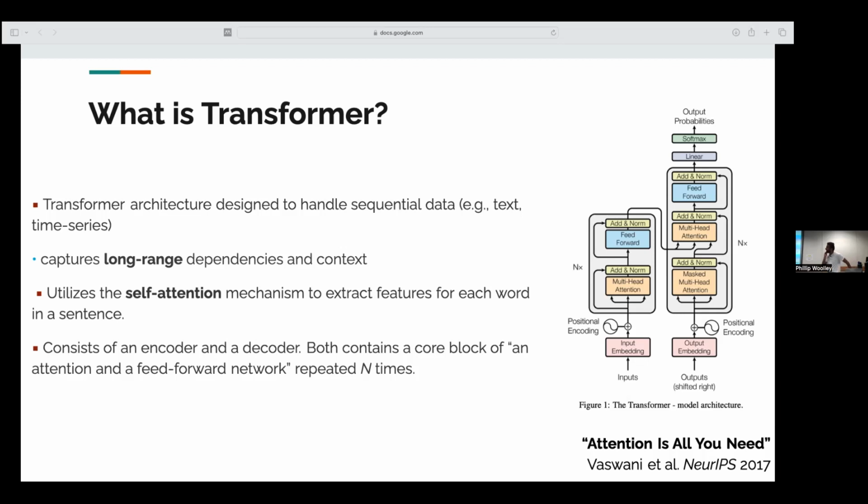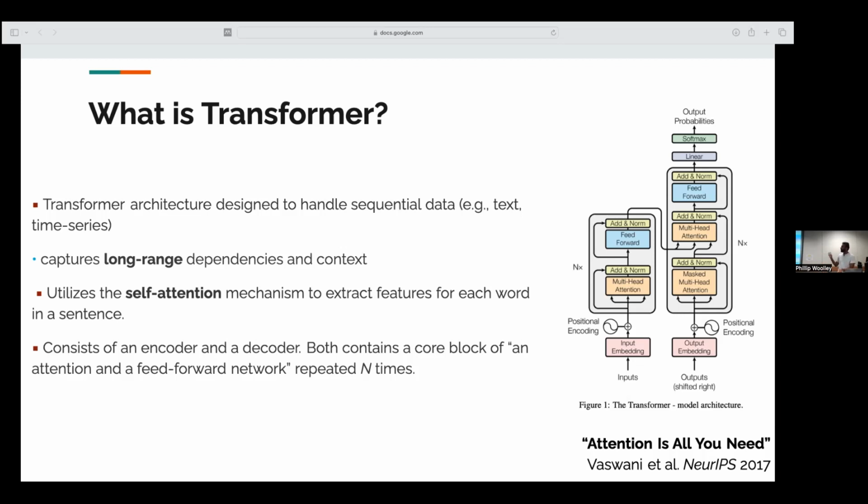This transformer architecture is designed to handle sequential data, so it could handle text. And what other kind of sequential data do we have? We have time series. There's this company called Bloomberg. They have trained a transformer model that is based on stock market data along with news data, so they can make good predictions about which stocks to buy. So it works on sequential data.